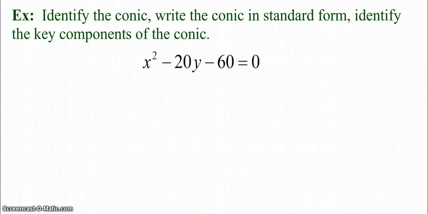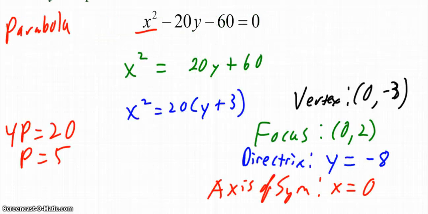Alright, I want you to try this one on your own. Identify the conic, write it in standard form, identify the key components. Pause the video. Unpause when you're ready to check your work. Okay, so we should recognize that we have an x squared, therefore this is a parabola because there's no y squared term. Also notice there are no other x terms, so this one should be much easier. We don't actually have to complete the square with anything, because taking half of 0 and squaring it is still 0. Alright, so we isolate the x's, bring everything else over the other side, get it into our standard form.